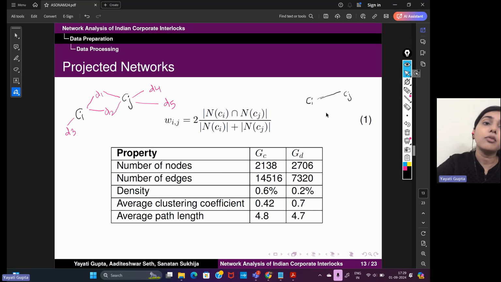In a similar way, we have also created the projected directors network, and these are the properties of both of those networks. The number of directors in the projected networks falls dramatically. As you can see, the average clustering coefficient of the directors network is pretty high. And the average path length of both the networks is small, showing them to be small-world networks. For further analysis, we considered these projected networks.